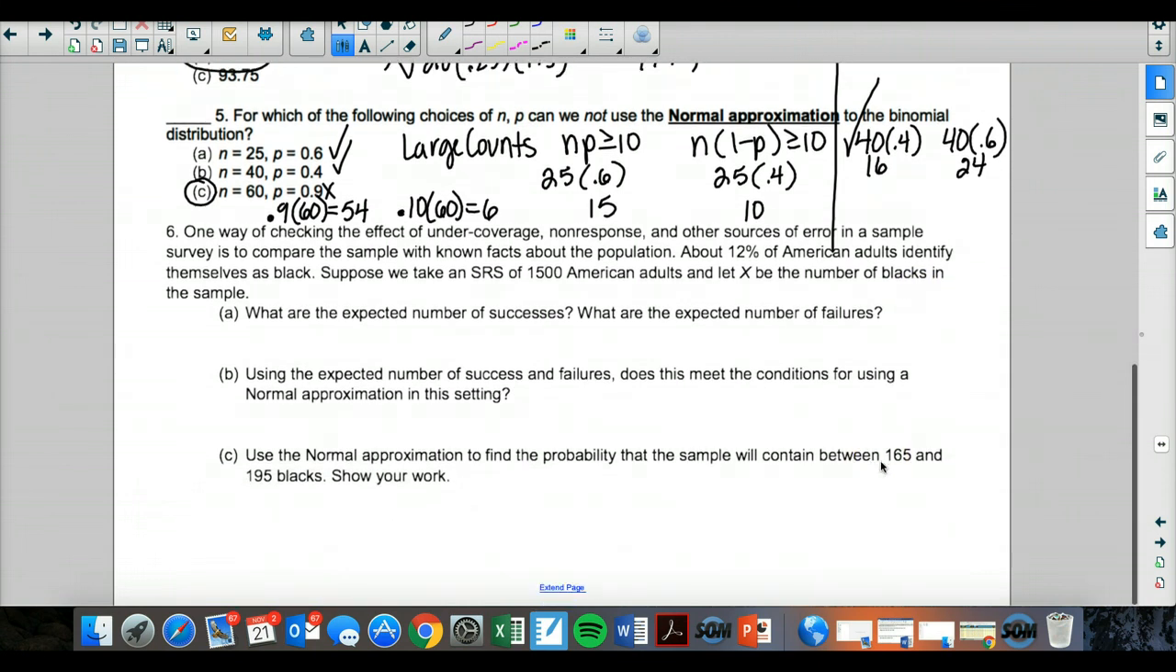One way of checking the effect of undercoverage, non-response, and other sources of error in a sample survey is to compare the sample with known facts about the population. About 12% of American adults identify themselves as Black. Suppose we take an SRS of 1,500 American adults and let X be the number of Blacks in the sample. What is the expected number of successes? So if there's 1,500 in the sample and we expect 0.12, 1,500 times 0.12 is 180.